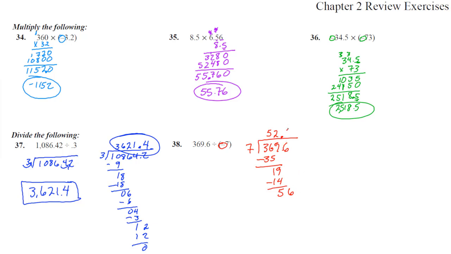7 goes into 56 8 times. 8 times 7 is 56. Subtract and we get a 0. It came out nice. So we get 52.8. And don't forget, positive divided by a negative is indeed a negative. Excellent.